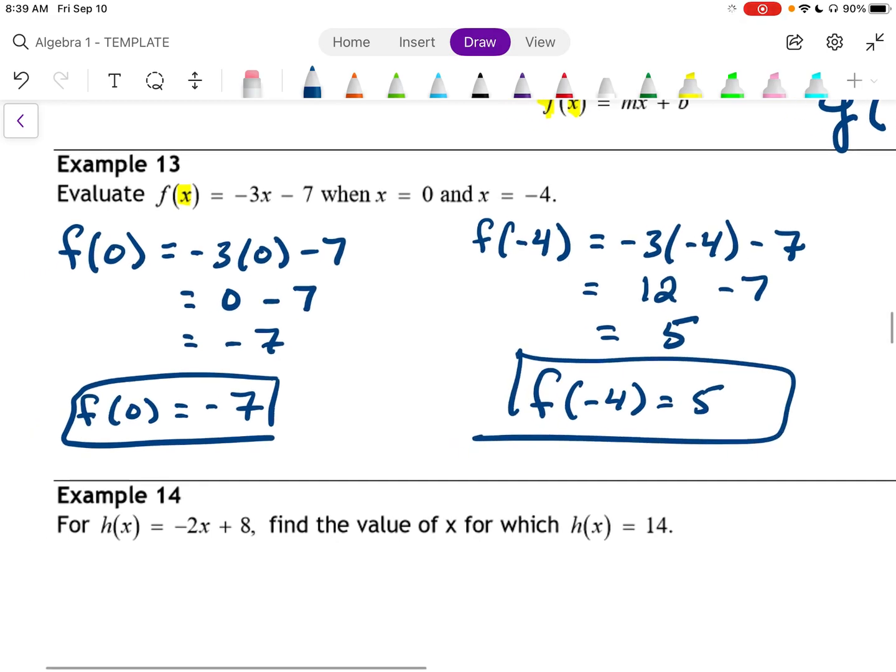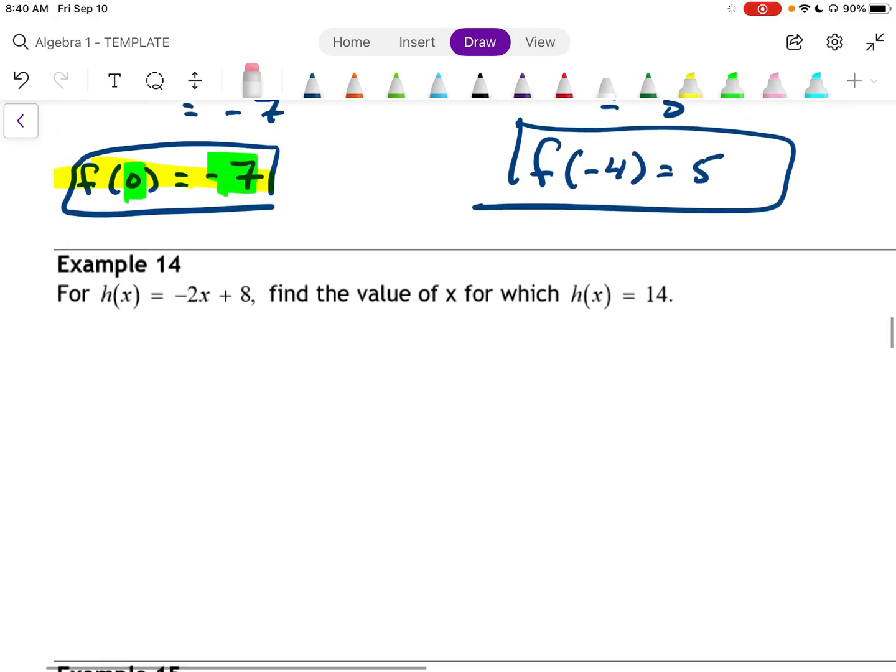Right, and you can kind of see the value in this symbolism, because right here in the answer, you're able to say, well, we plugged in 0, we got out negative 7. Right? Instead of just saying something like y equals negative 7, where it's not necessarily obvious what we plugged in. By writing f of 0, you know immediately that I plugged in 0 and we got out negative 7.